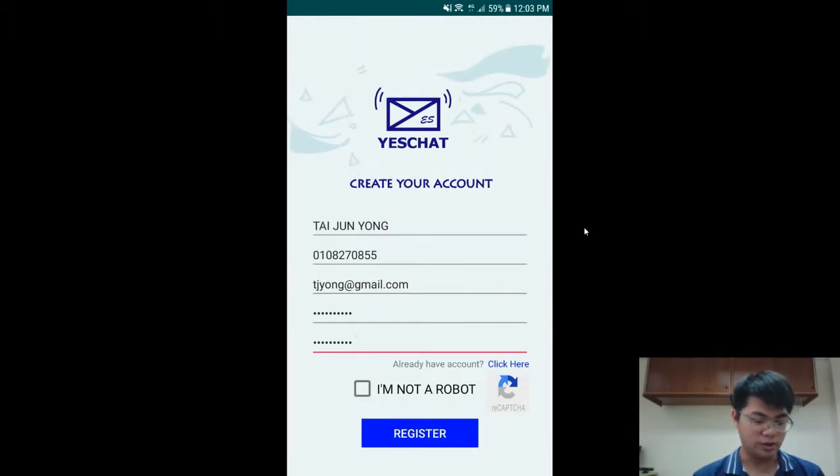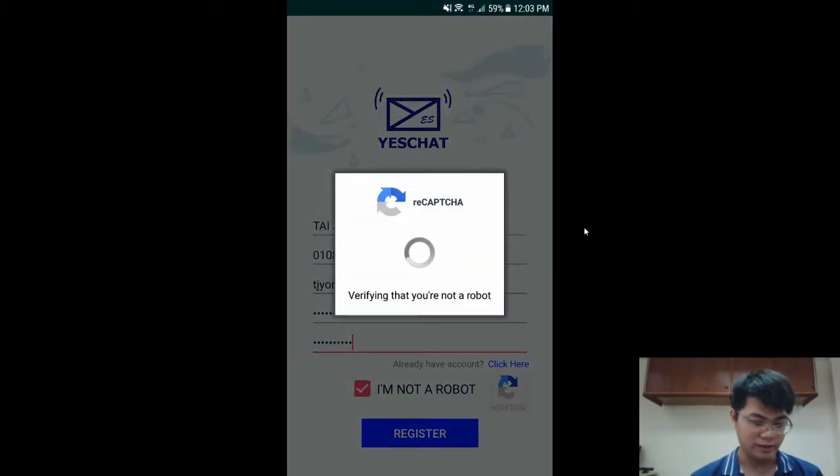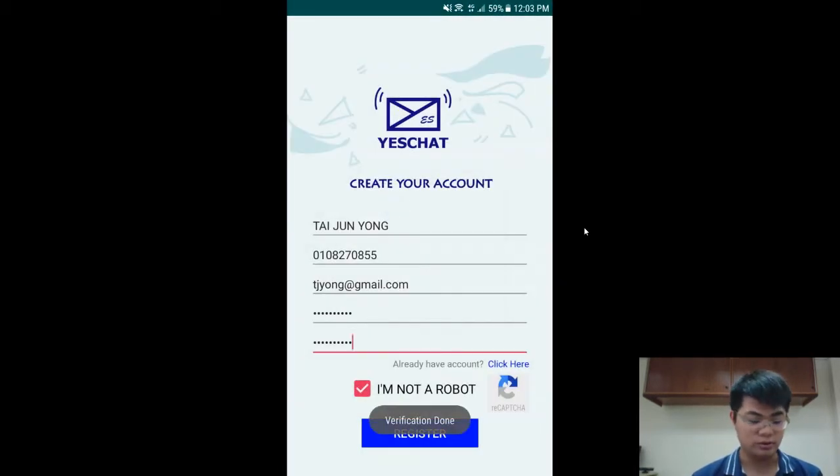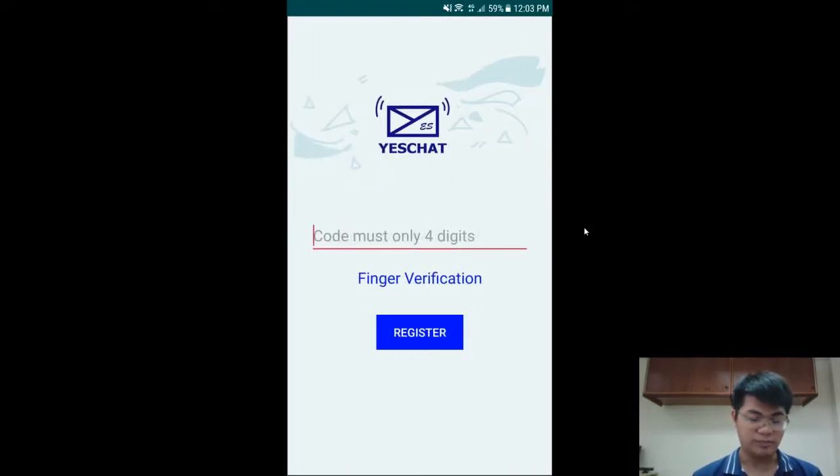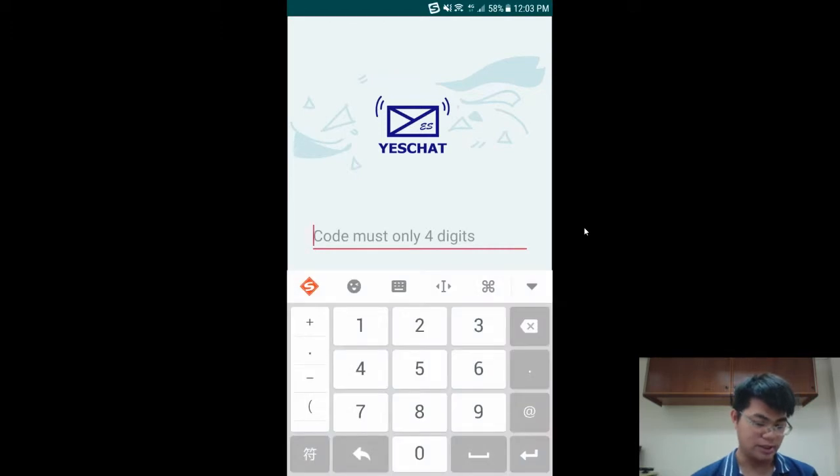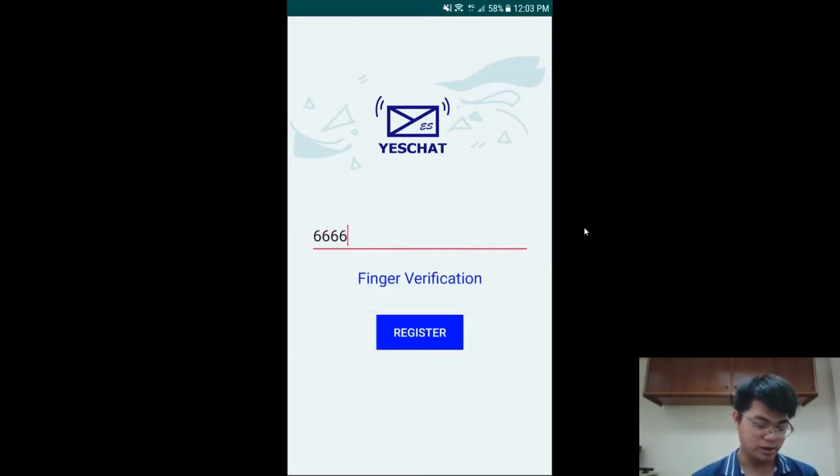Then we need to click the reCAPTCHA "I'm not a robot." This reCAPTCHA is used to identify whether you are a human or a robot. So I click it, and it will verify that you are not a robot. Okay, verification done, so we can proceed to register. Before finishing registration, we need to enter a login code and the finger verification. So I enter the code 6666, 4 digits only, and I click the finger verification and put my finger on the home button. Okay, verification done. So we can click the register button to finish our registration.